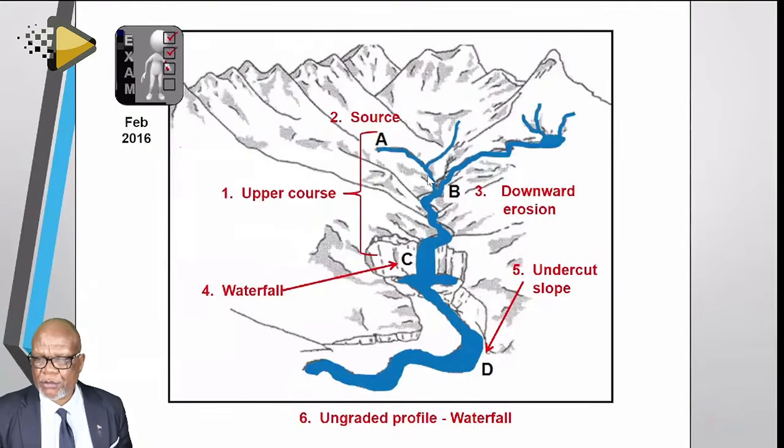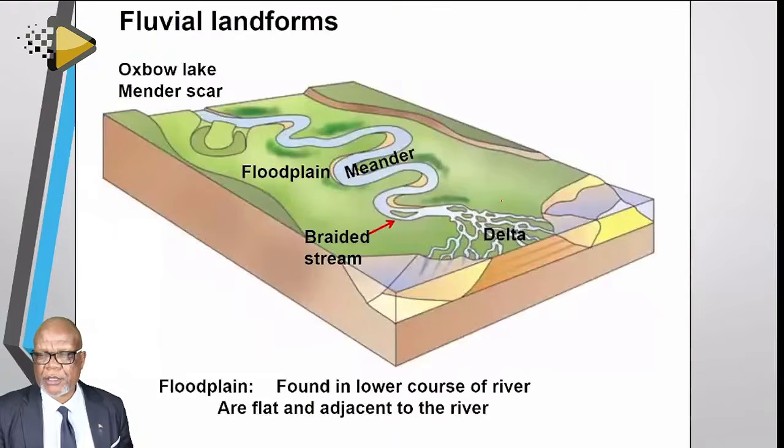Now that's the features of a drainage basin. You have the river. The source will be a point where the river starts. Then you have all these characteristics.